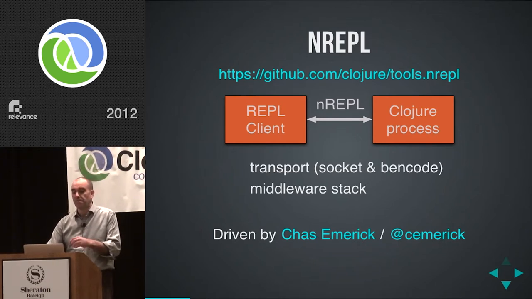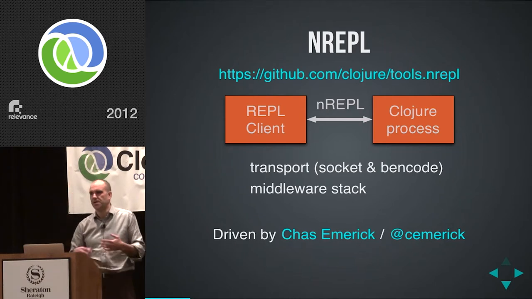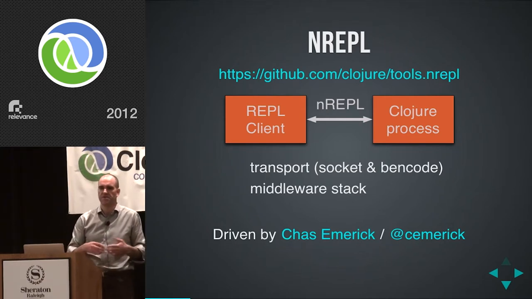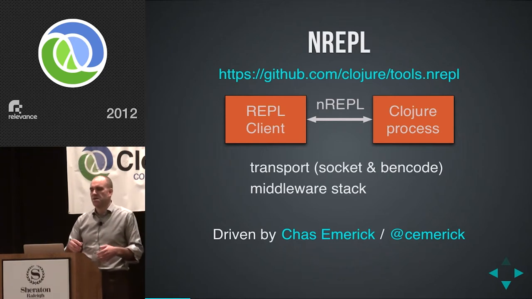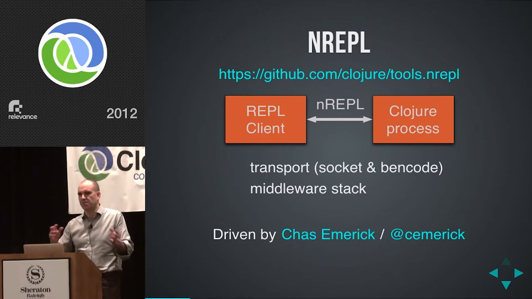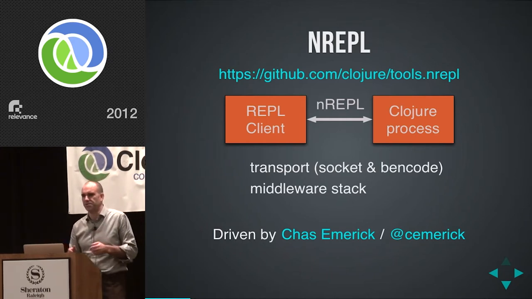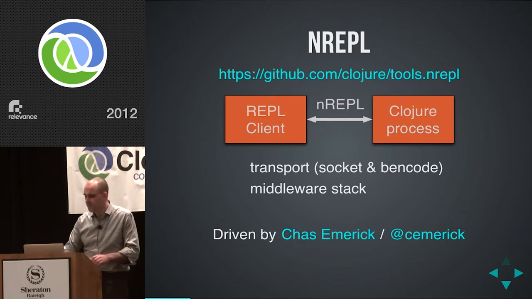So the default transport in nrepl is based on sockets and bencode as a format for messages. So nrepl works by passing messages backwards and forwards between the client and the server. And the other big component of nrepl is the middleware stack, which I'm going to be explaining in a little bit more detail.